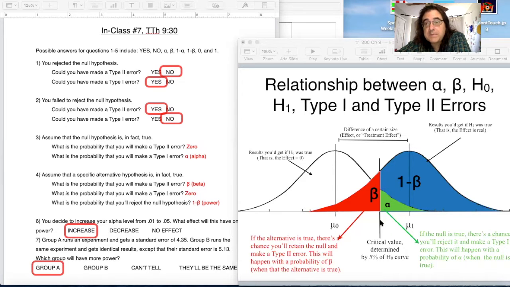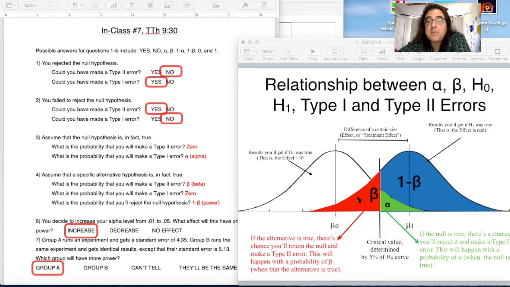Whether or not you accept or reject the null has nothing to do with which distribution you're drawing from. It has to do with whether your answer was on one side or the other of the critical value. So you rejected the null hypothesis, which means that you're over here. Could you have made a type 2 error? Absolutely not.